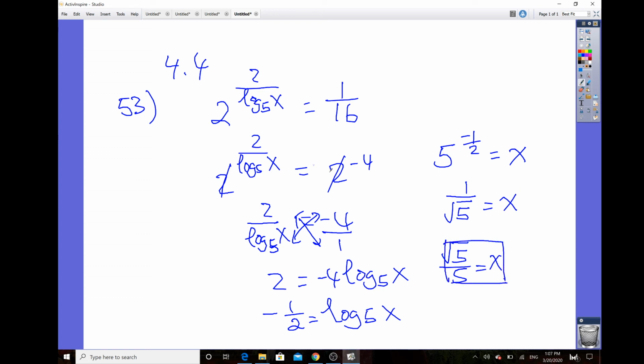Again, come up with the common base, cross multiply, and then isolate log base 5 of x, and convert it from log to exponential. That's a key step right there. Then solve for x, and then rationalize it. Now let's see number 57. 57 is in the same section. Someone asked me about the other one earlier today.